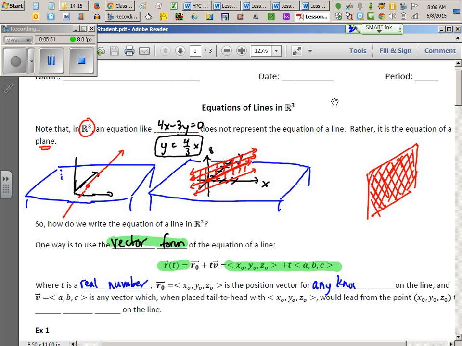Any known point on the line. And vector <a, b, c> is any vector which, when placed tail to head with position vector <x naught, y naught, z naught>, would lead us from the point (x naught, y naught, z naught) to any other point on the line, or all other points on the line, technically. This can be kind of mysterious, but let me explain it in my own words now. To do that, I need a separate sheet of paper.